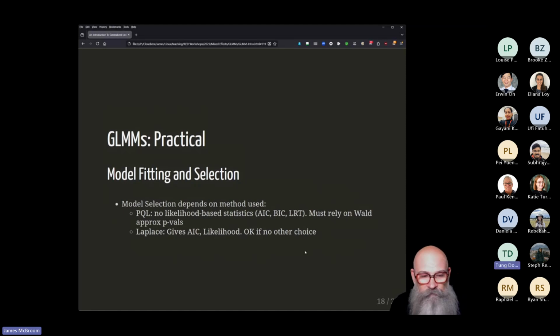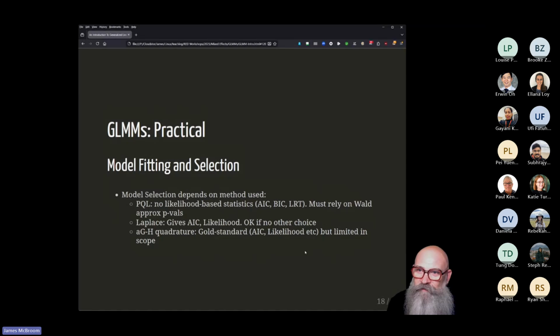That's good if you've got no other choice, which I've been telling you now. I don't really think you do have much other choice in R at the current time. But for this purpose, model selection, adaptive Gauss-Hermite quadrature is the gold standard. It's just unfortunate that it's very limited in its scope in the current implementations.